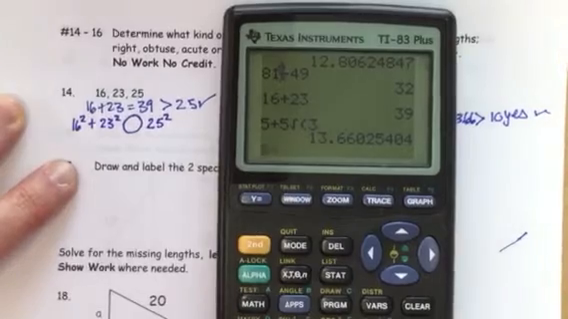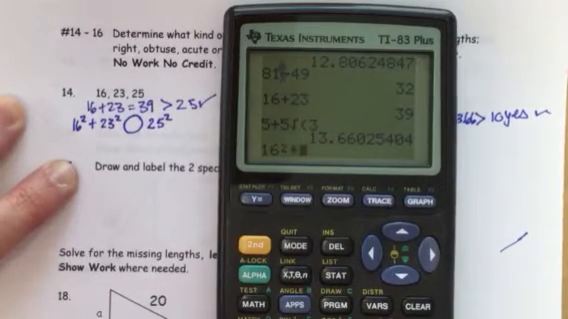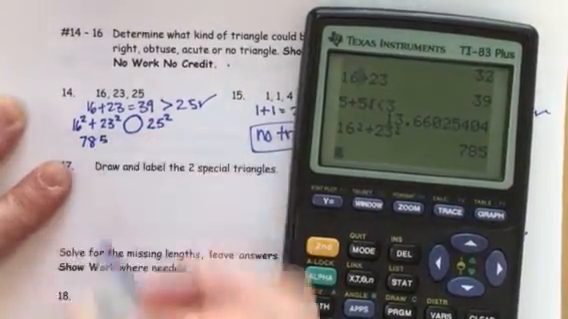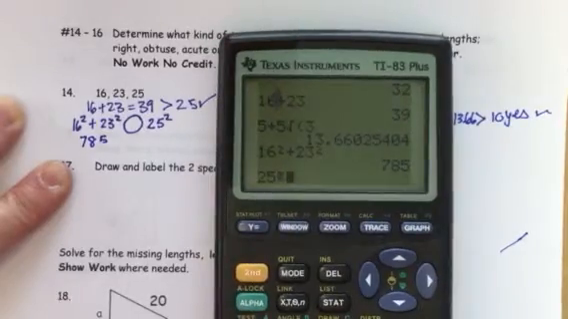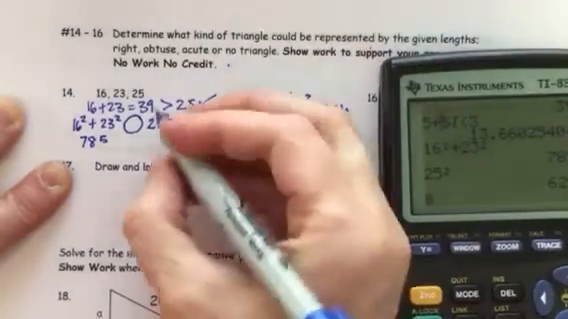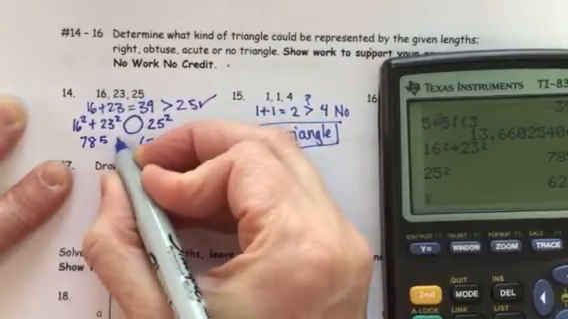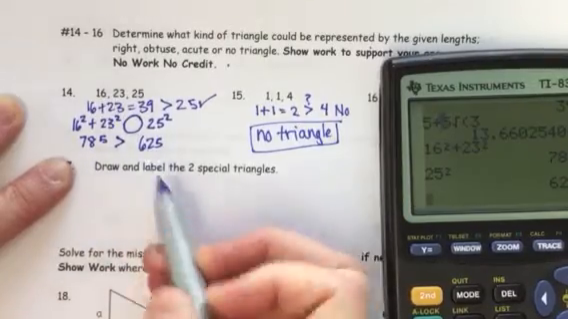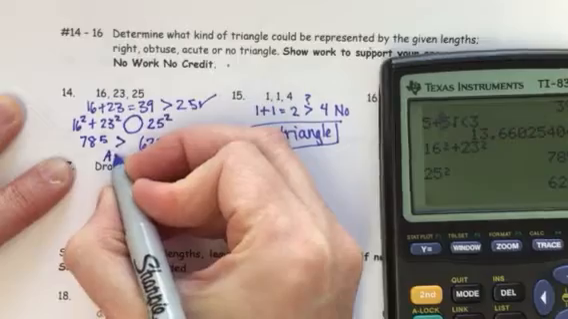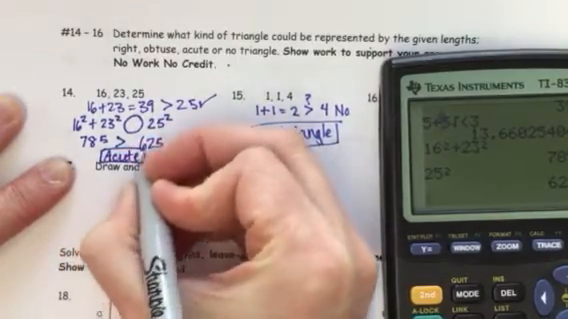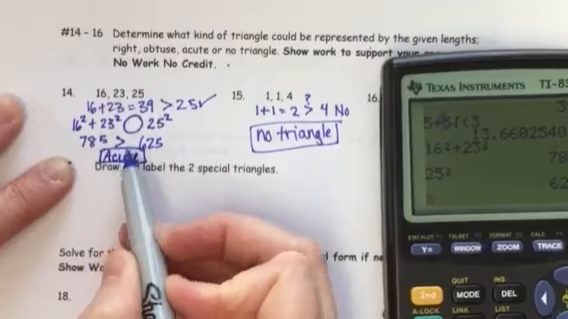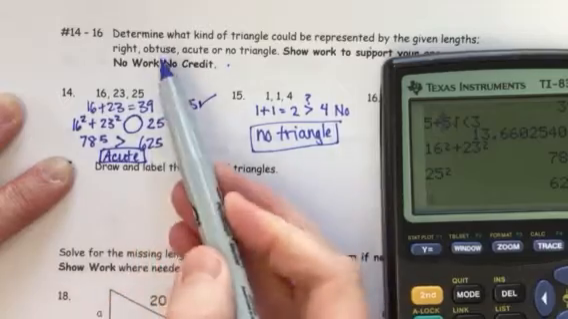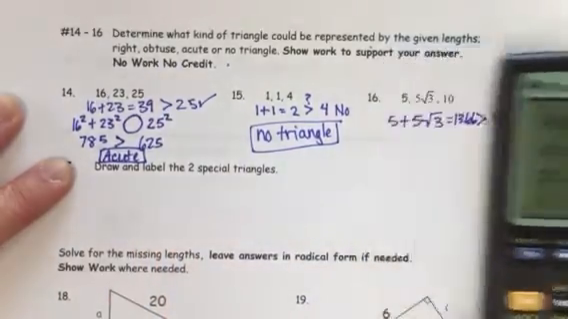So with my calculator, I'm taking 16 squared plus 23 squared. I got 785. And I'm going to see how that compares to 25 squared. That was 625. So because the two sides together squared are bigger than this one, that means we have an acute triangle. If they had been equal to each other, it means that our triangle is right. And if this number had been smaller than this number, it would mean we have an obtuse triangle.